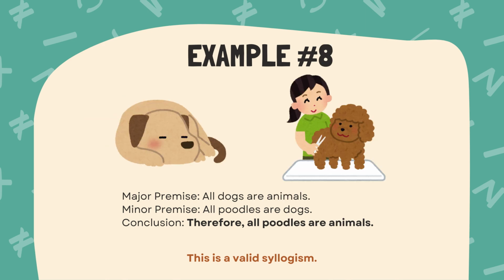Example number 3. The major premise, all dogs are animals. Next, all poodles are dogs. Therefore, all poodles are animals. This is valid because the middle term dogs connects the minor term poodles to the major term animals. It follows the AA pattern, and the conclusion logically follows.